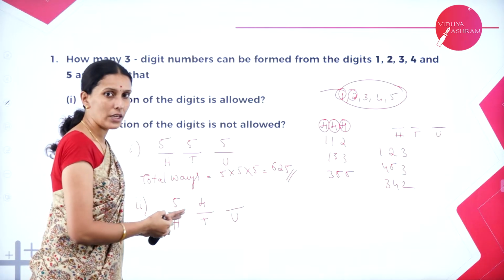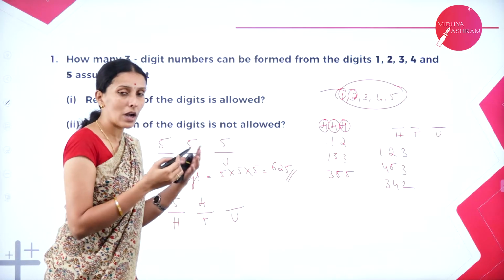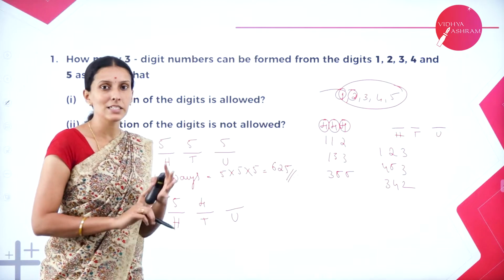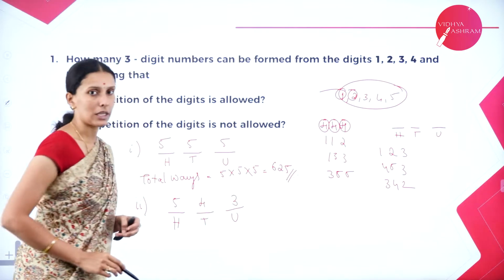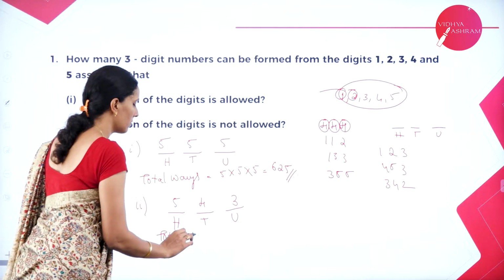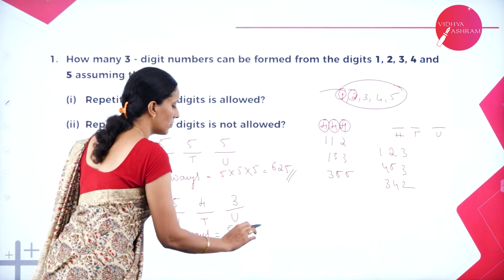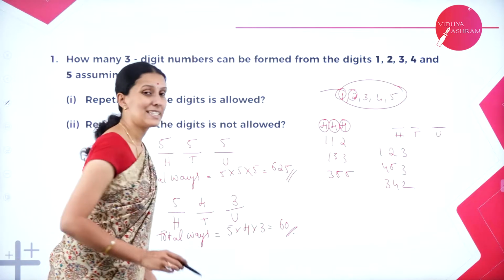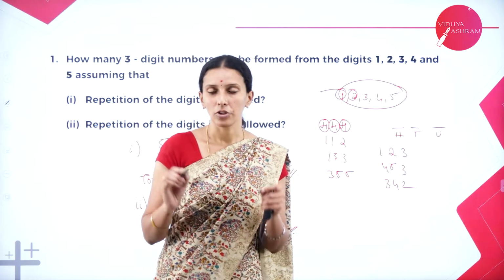1 has taken 100, 2 has taken the tens place. Now the possibility is that you can't repeat the digit, so the only possible numbers you can substitute in the units place are 3, 4, 5. So you have only 3 chances. Therefore the total ways become 5 into 4 into 3, that is 60. So only 60 three-digit numbers can be formed without repetition of digits.